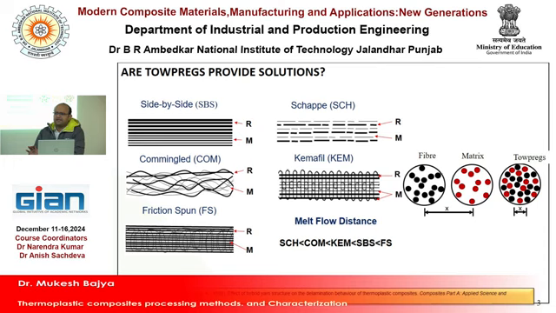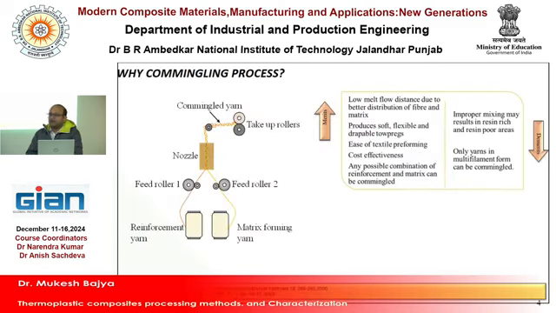So these are the different techniques. One is commingling, friction spinning, and even in the ring frame you can manufacture in the plying process like the TFO process; from that you can also manufacture the preforms. This is the commingling process which I discussed earlier, and how this commingling process overcomes the problem of melt flow distance, I have also discussed.